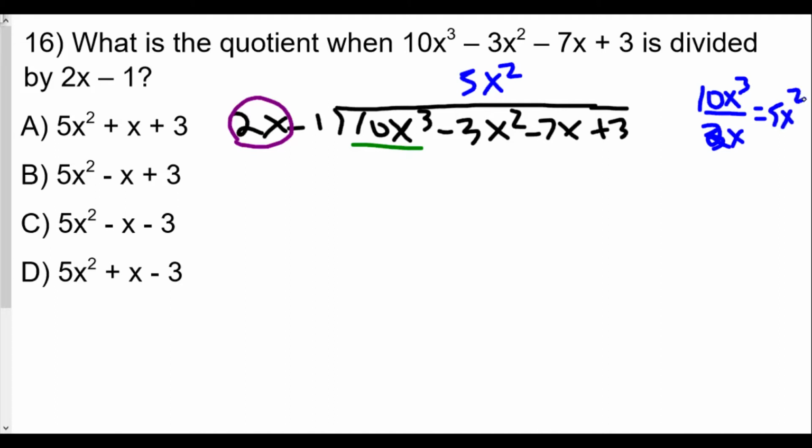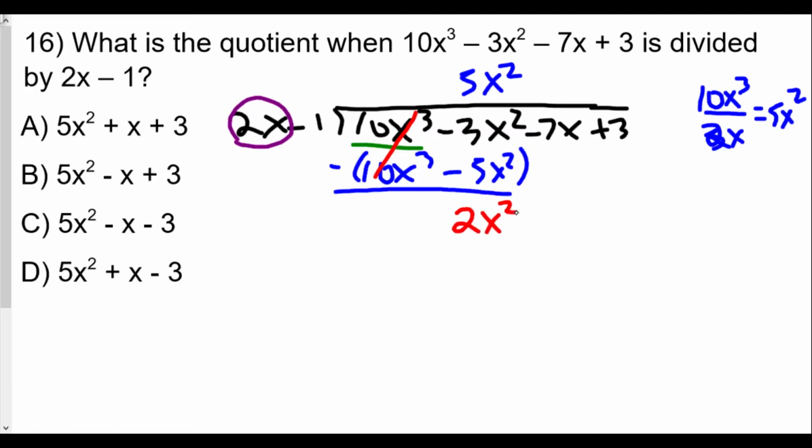So now we will distribute this. The 5x squared is going to multiply 2x, and so now we're going to get 10x cubed minus 5x squared. We're subtracting this whole thing. So 10x cubed minus 10x cubed cancels out to 0. And in this case, negative 3 minus negative 5 is positive 2x squared. That's subtracting. We're going to bring down this negative 7x and then continue.